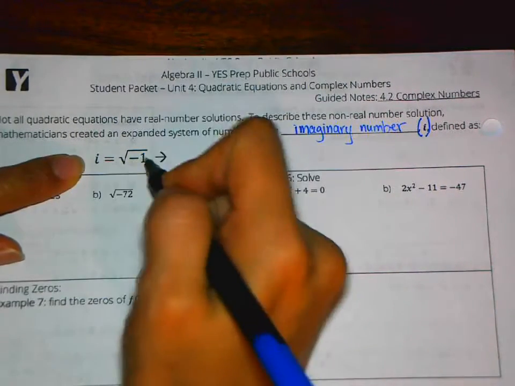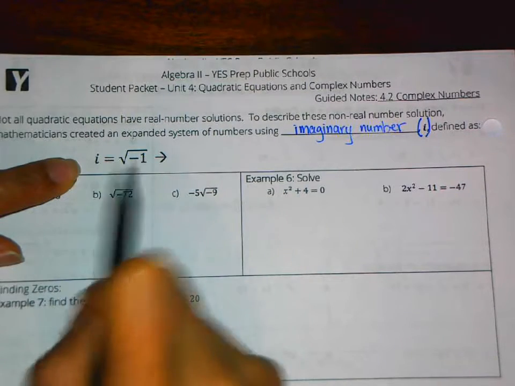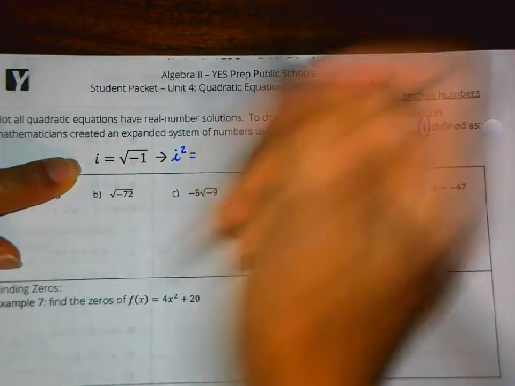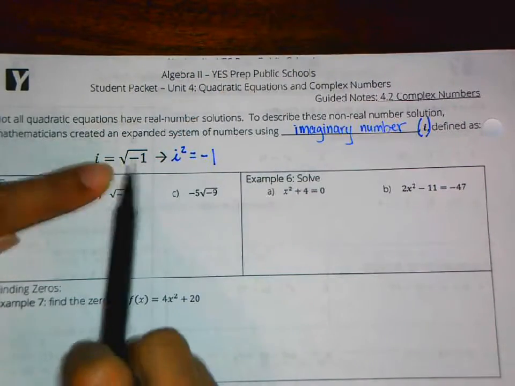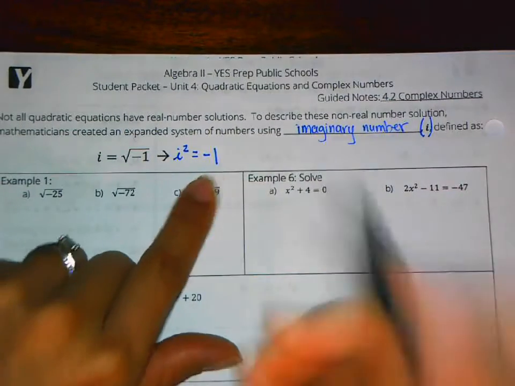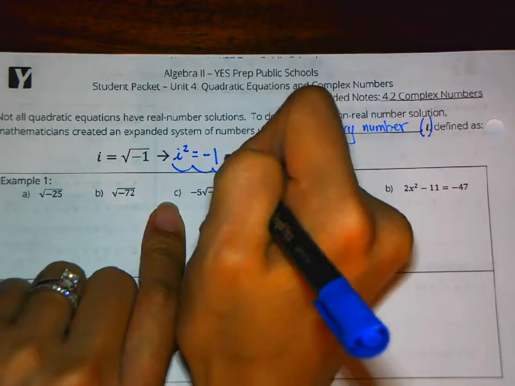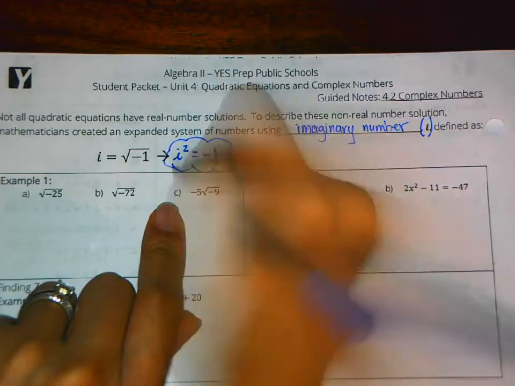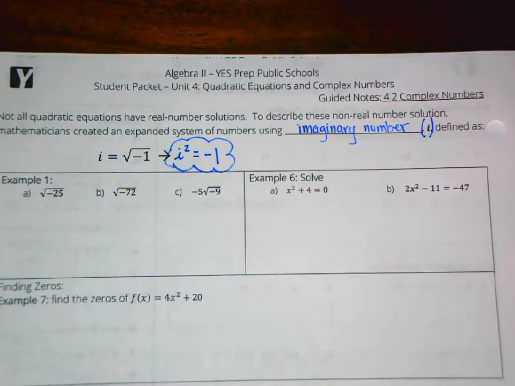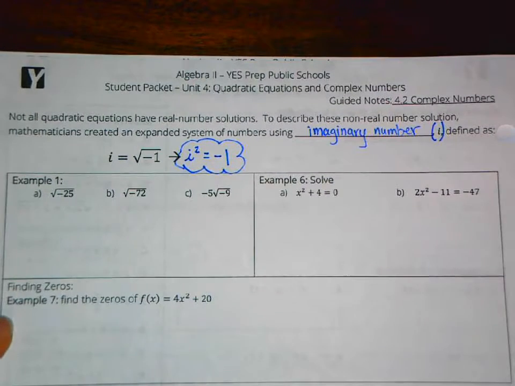And if you square both sides, you would have i squared equals just negative 1, because the square root of negative 1 times the square root of negative 1 is equal to just negative 1. And we're going to need to use this later on when we start multiplying imaginary numbers. But for today, we're just going to look at simplifying a square root of a negative number. So let's take a look at the first one.